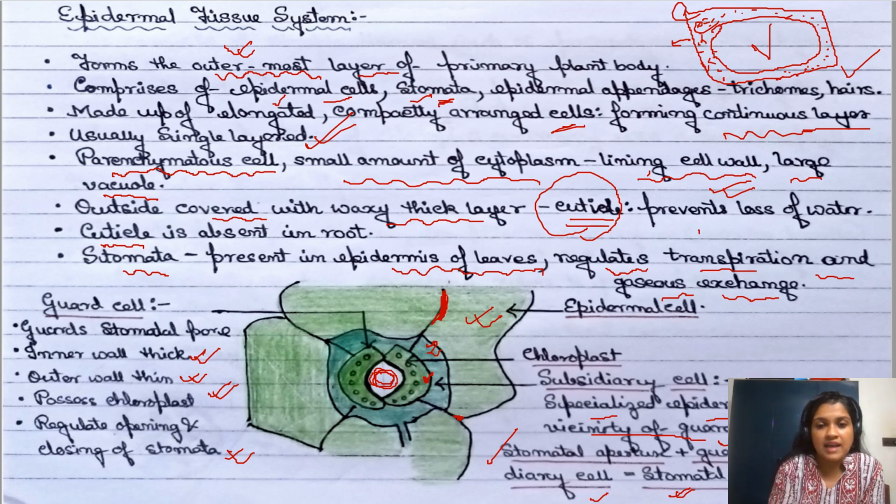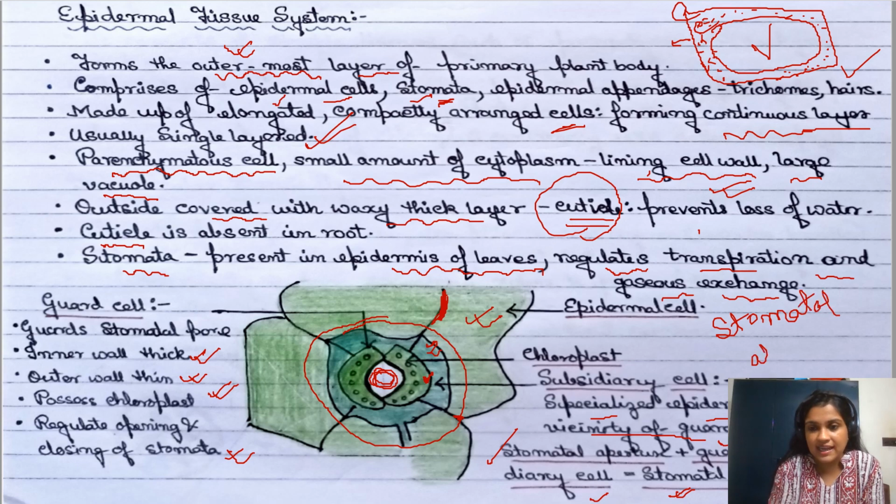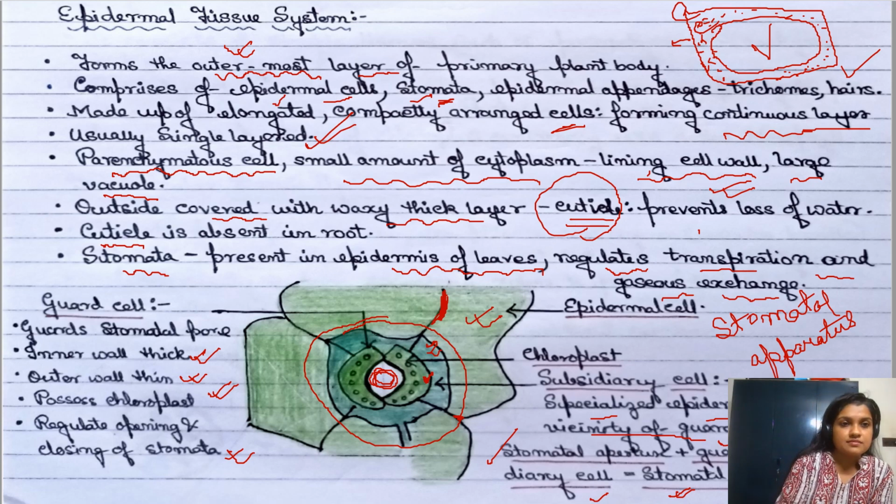Stomatal aperture, plus guard cells, plus subsidiary cells, equals stomatal apparatus. This whole thing together is known as the stomatal apparatus.